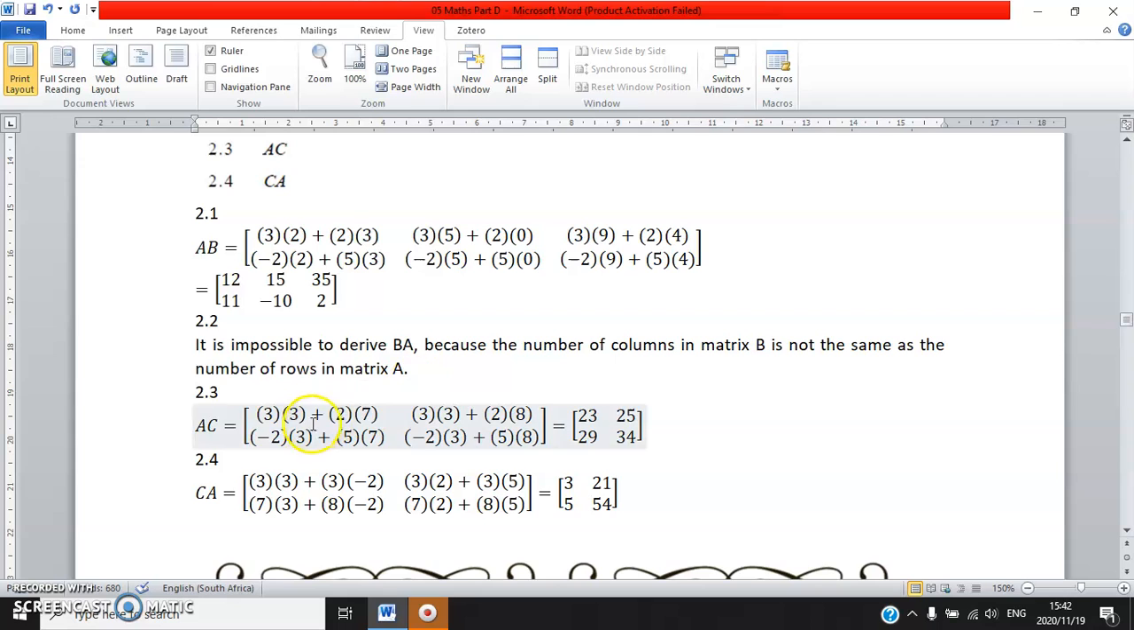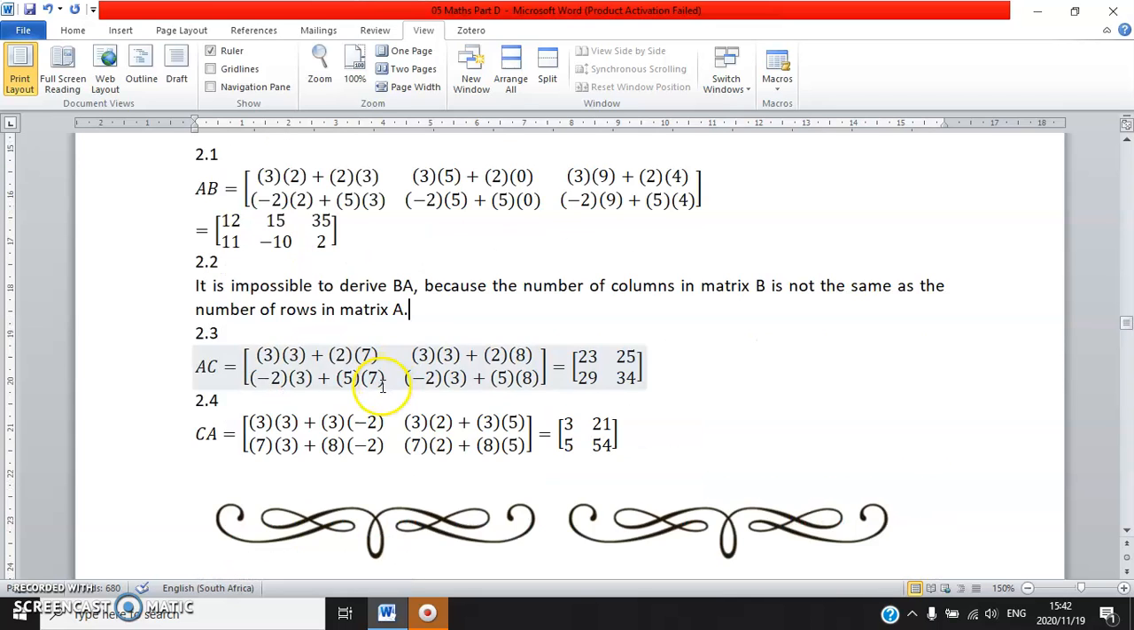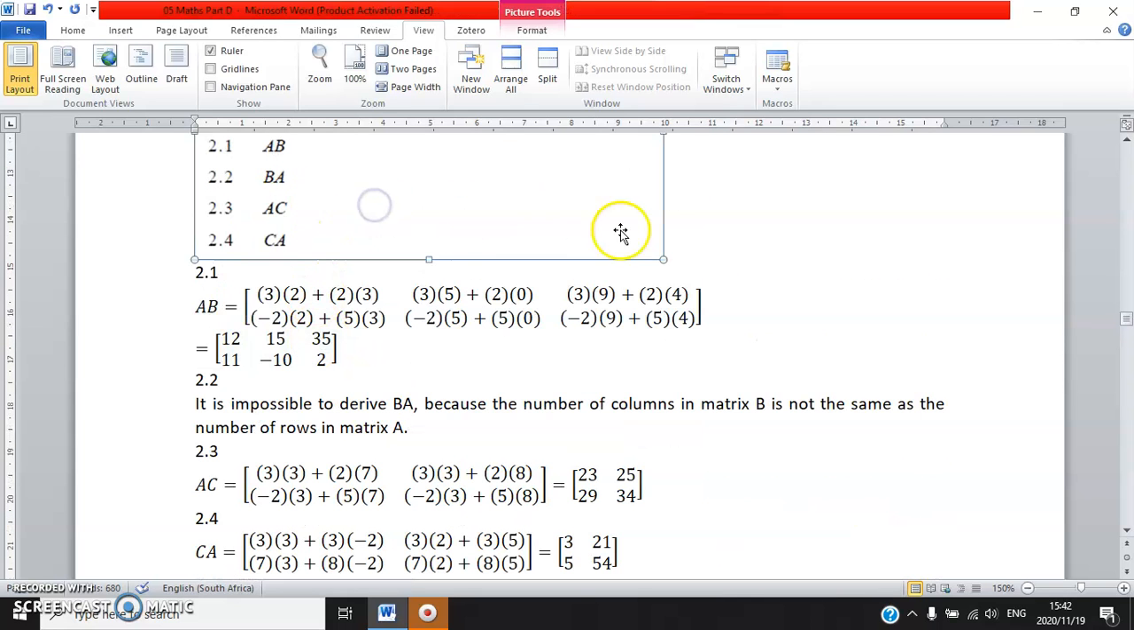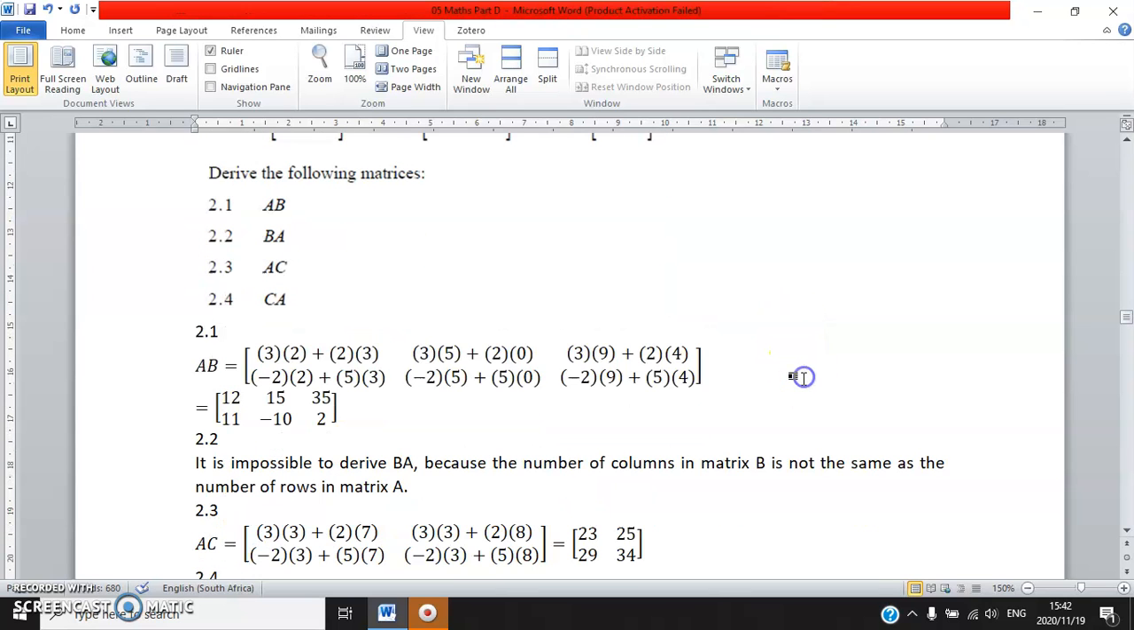Okay, and then you can also look at the other answers. It is possible to derive AC and CA. The reason is the number of columns in the first matrix is the same as the number of rows in the second matrix.